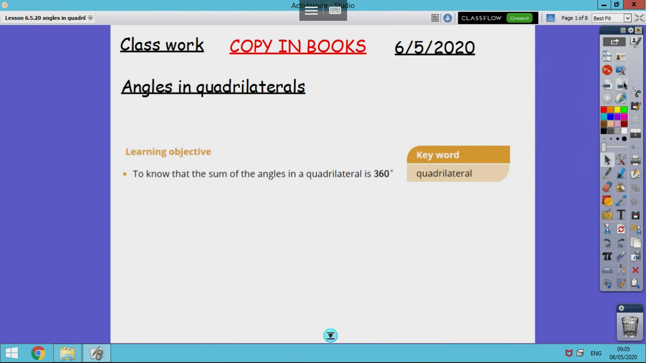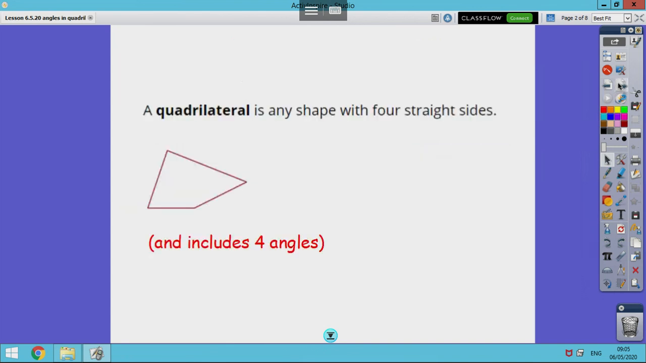So firstly, I guess we'd better talk about what a quadrilateral is. Now, if we look onto this page, it says a quadrilateral is any shape with 4 straight sides and includes 4 angles. I've added in there because we know that, if you've got 4 sides to a shape, you also have to have 4 angles, just like in a triangle. If you've got a 3-sided shape, you have 3 angles and so on.